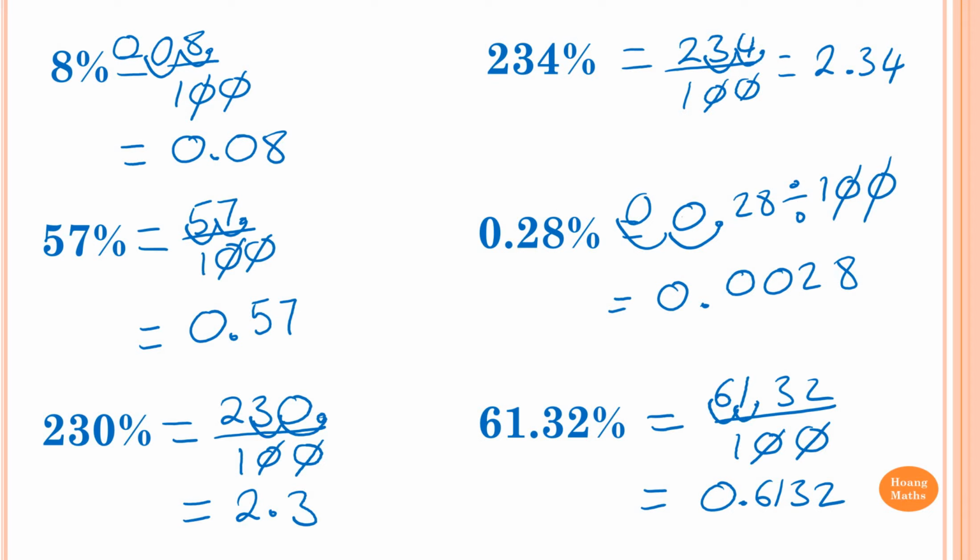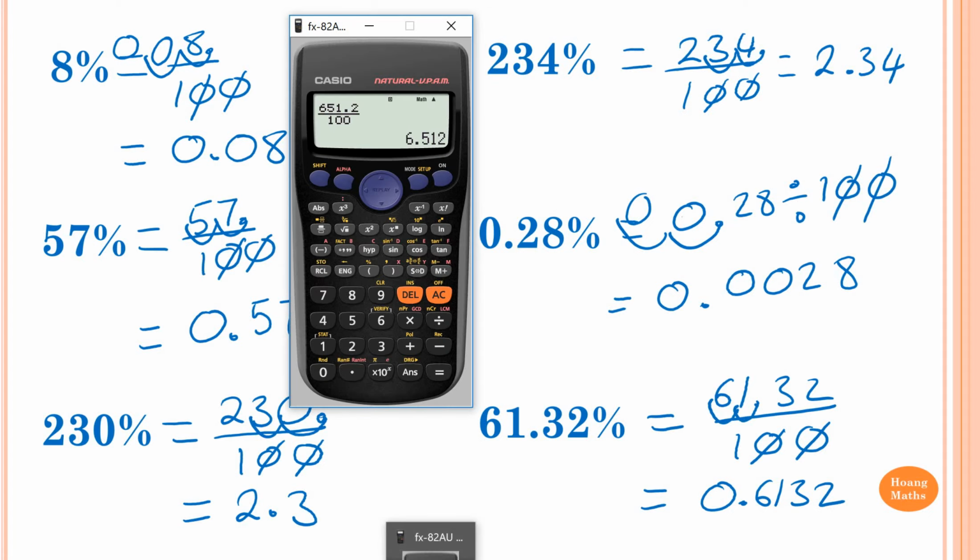Now, to use the calculator to do this, I just bring the calculator up first so we can work it out. 8% means 8 divided by 100. You can just try like this, so it will give you the decimal. So 0.08. Now 57%, it means 57 divided by 100. So which is 0.57. 230%, it means 230 divided by 100. So which is 2.3.